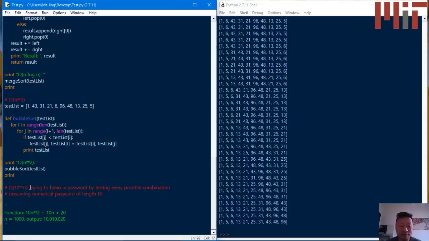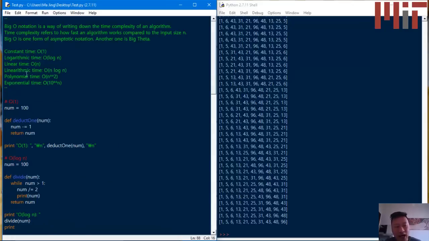And so you want to avoid exponential time. You also want to avoid polynomial time. Basically, the higher up you go into this list, the better. So constant time is the best. The worst is exponential time, which means that your algorithm is really bad.